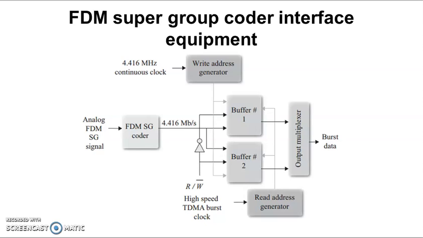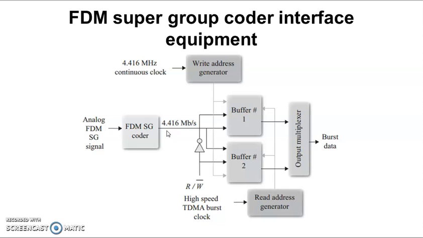Hi, this is the FDM supergroup coded interface, and as we saw in the earlier case, there are two buffers, one for writing and one for reading. It is a similar case in the FDM supergroup in a transmit system. We can have an analog input that generates a sequence of digital data, with a data output of 4.416 Mbps, and that is applied to the compression buffer. So the data is stored in the buffer.